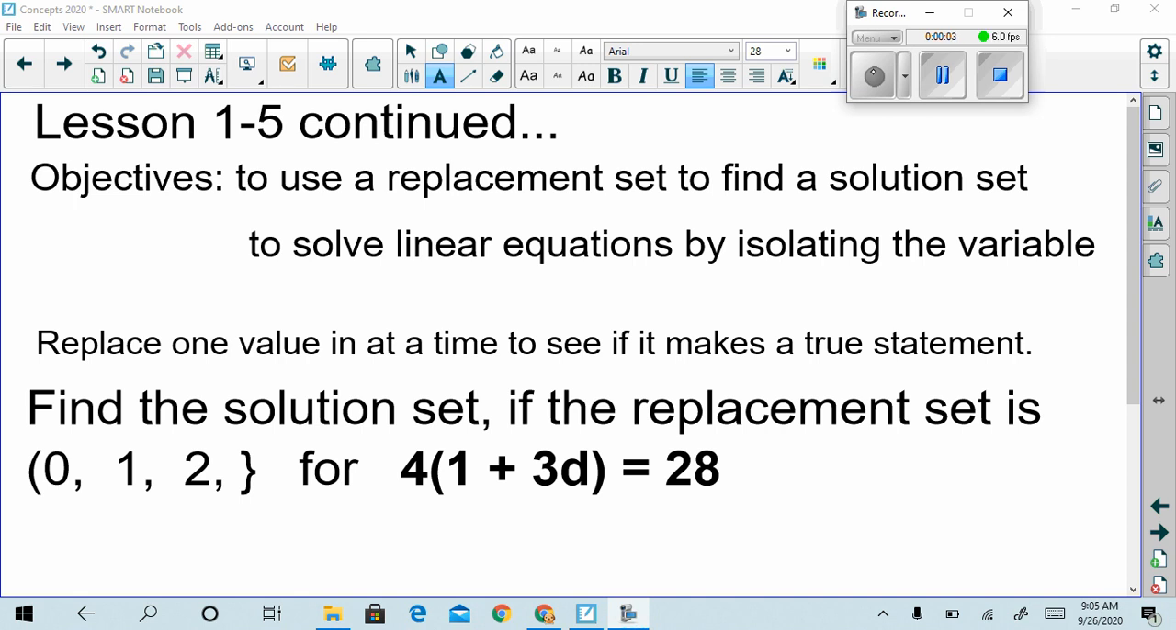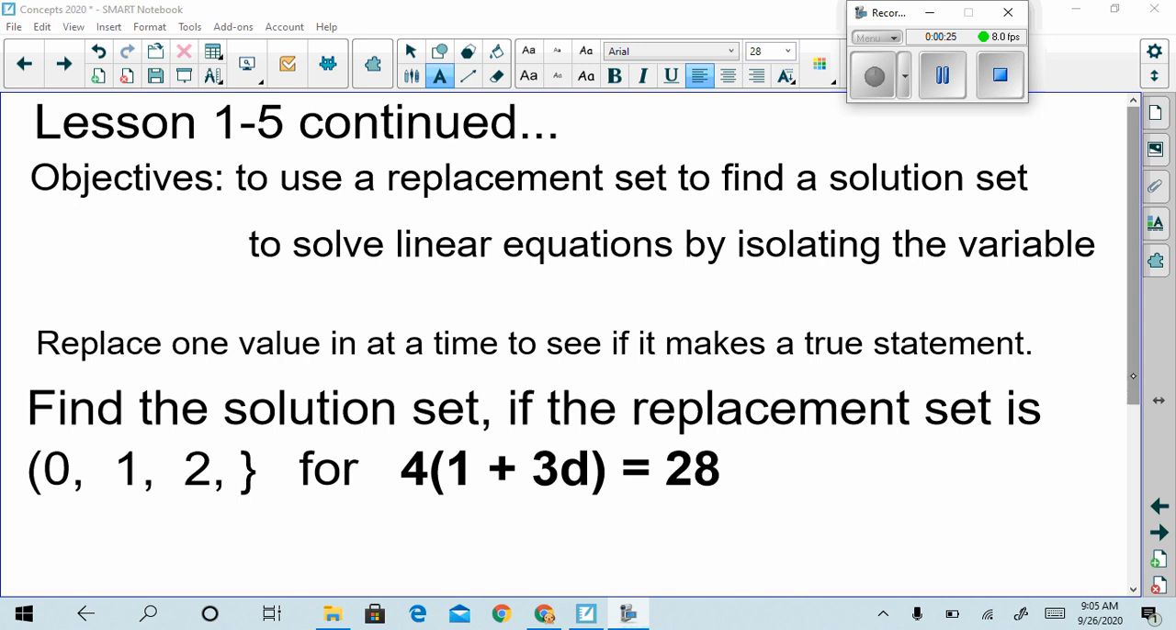It's a new week, but not a new lesson. We're just going to continue lesson 1.5, where we were working on finding solutions to linear equations. The first thing we did was take a replacement value to see if it made a true statement. We then moved on to looking at replacement sets, which says we're going to test more than one number.